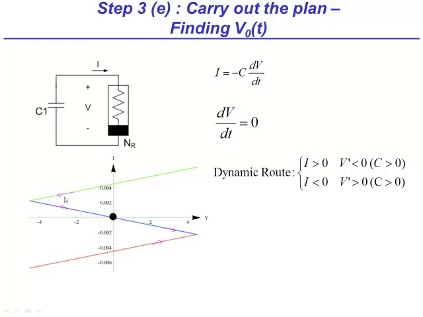Similarly, when I is positive, going back up here, the dynamic route says dv/dt is negative because C is positive. That means I'm decreasing on V, and in this region, I'm moving towards the left. Since the arrows move away from the equilibrium point, it is unstable.